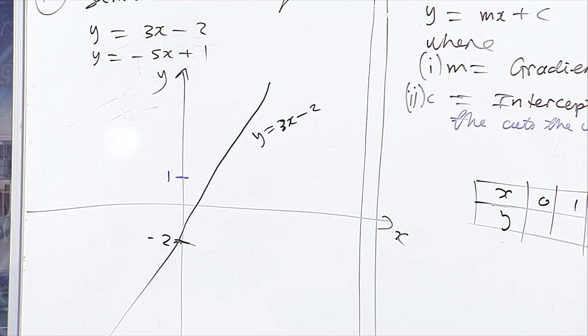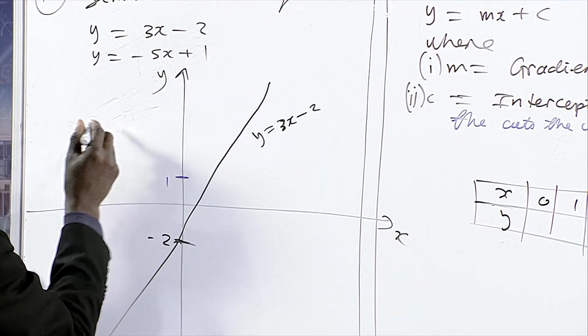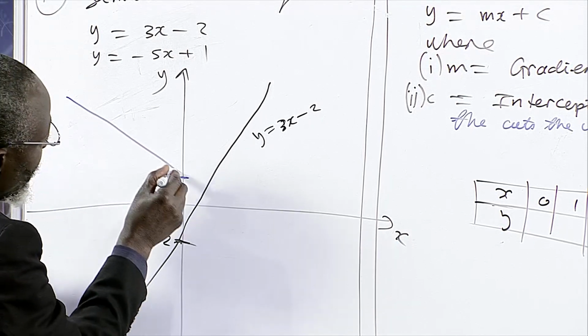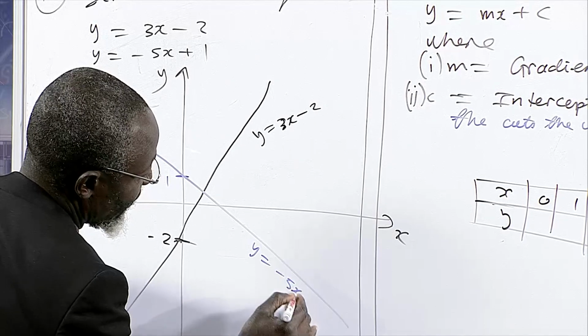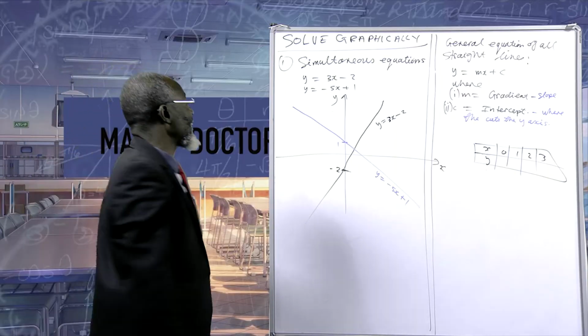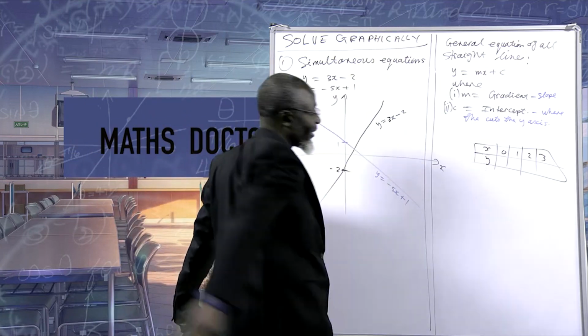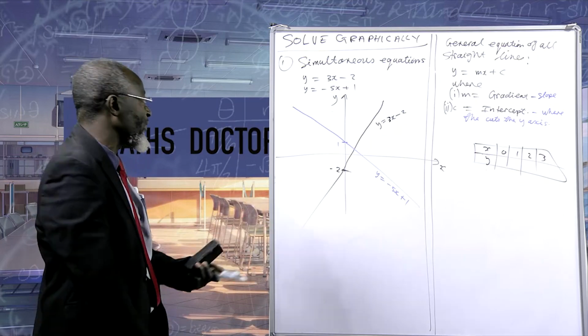The intercept is 1, so it will definitely cut here. So my 1 is here, and this line will be something like this: y is equal to -5x plus 1. How am I knowing that this line is going this way and this line is going that other way? I've already explained these things, but I'm just doing a recap so that at least you can appreciate what I'm doing.